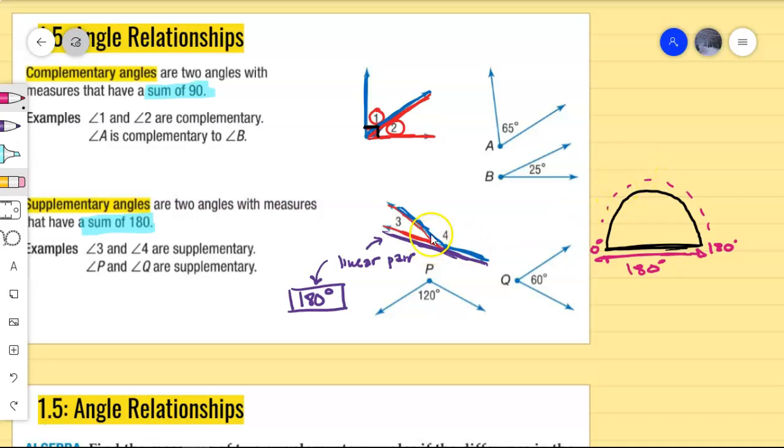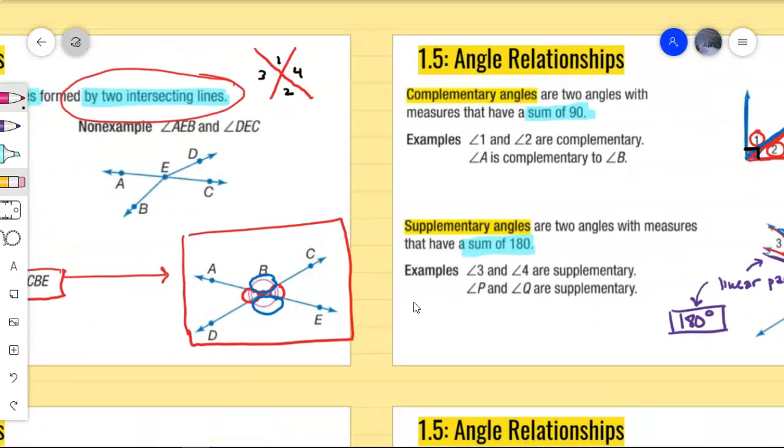So angle 3 and angle 4, although they're not labeled, add up to a line on the bottom. In other words, a linear pair, so they are supplementary. The last thing to mention here is notice how angle P and angle Q both add up to 180 degrees, so they are also going to be supplementary.